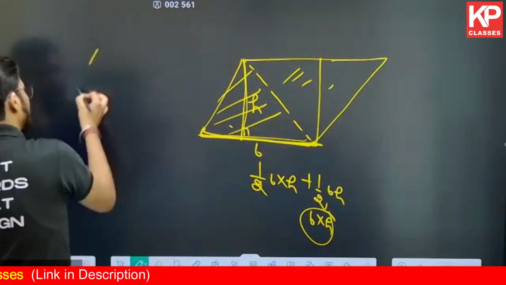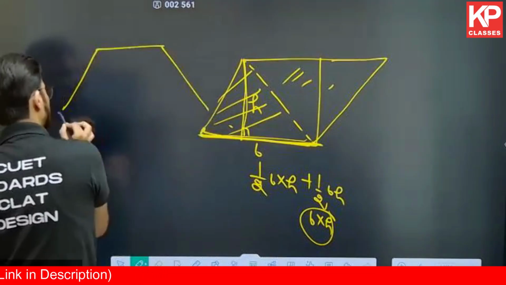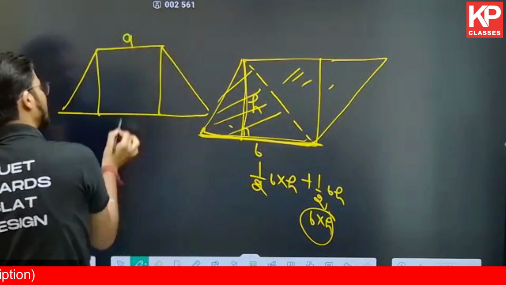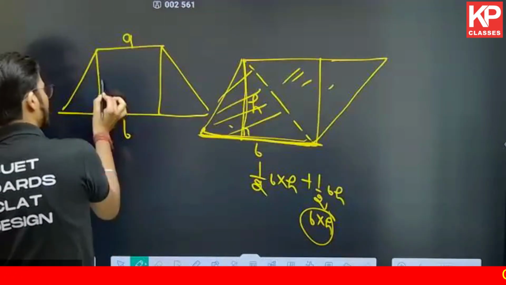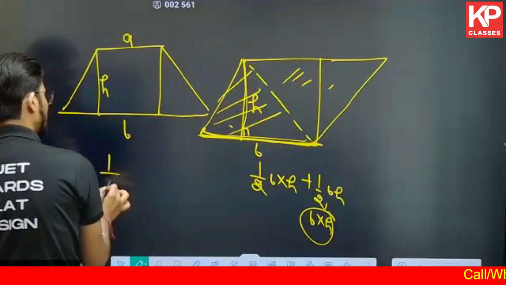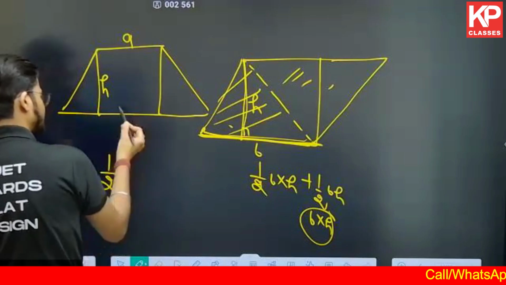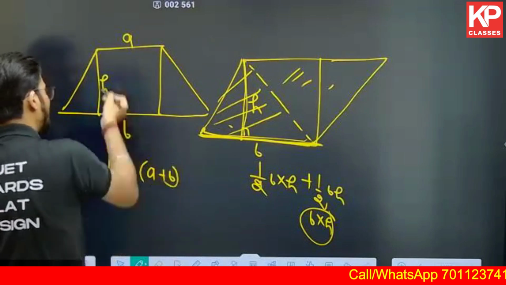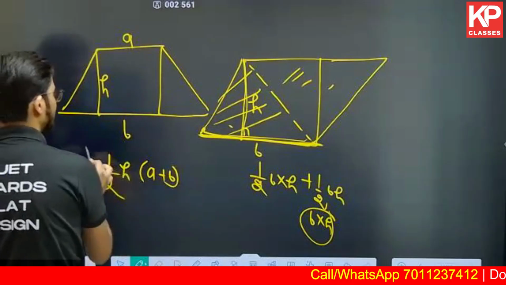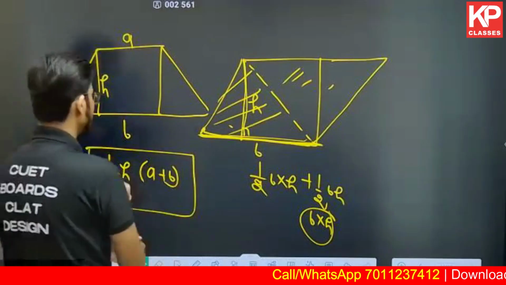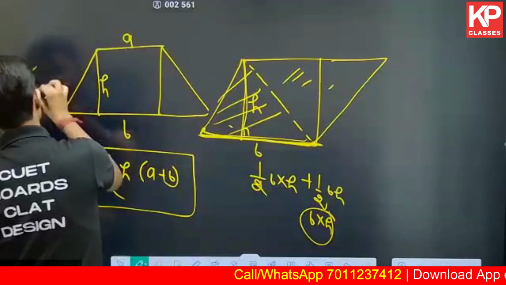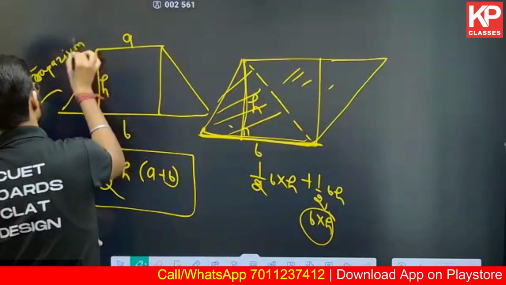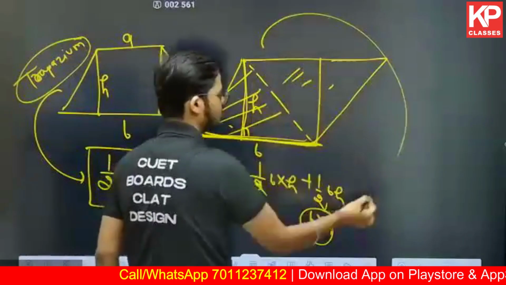Now in case of a trapezium, if I need to find out the area, for example, this side is given A, this side is given B, and this side is given H. So the area here is going to be 1 upon 2 times the sum of the parallel sides A plus B, into the perpendicular distance between them, that is H. This is the area in case of a trapezium. This is the area in case of a parallelogram.